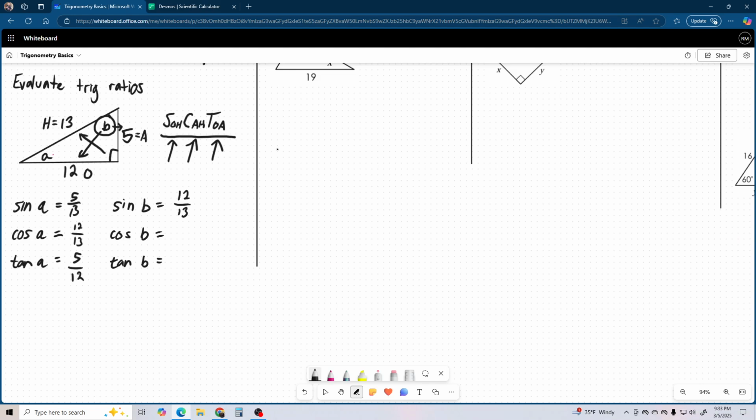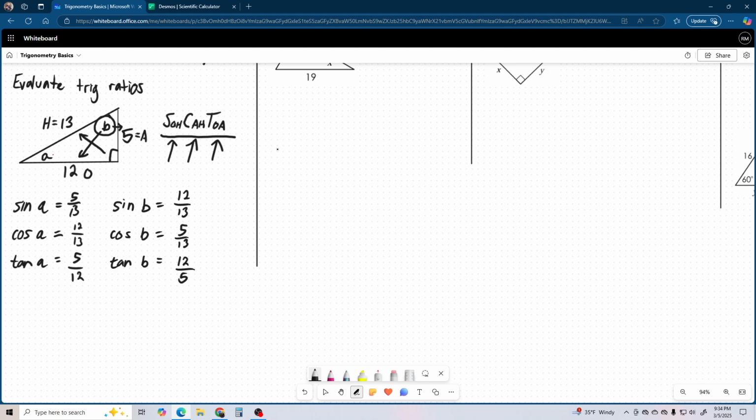All right. And then cosine of B is adjacent over hypotenuse. Adjacent was 5. Hypotenuse was 13. So our cosine is 5 over 13. And then our tangent of B is opposite over adjacent. Our opposite was 12. Our adjacent was 5. So tangent of B, opposite over adjacent, is 12 over 5. That is our tangent.